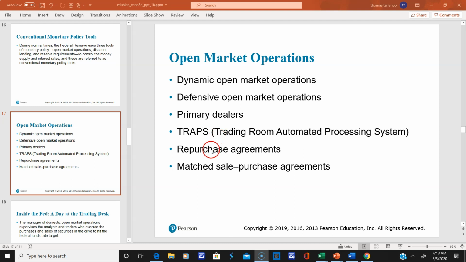And basically with the defensive open market operations, there are two basic types. A repurchase agreement called a repo. The Fed purchases securities with an agreement that the seller will repurchase them in a short period of time. And then there's a matched sale-purchase transaction, called a reverse repo, in which the Fed sells securities and the buyer agrees to sell them back to the Fed in the near future.